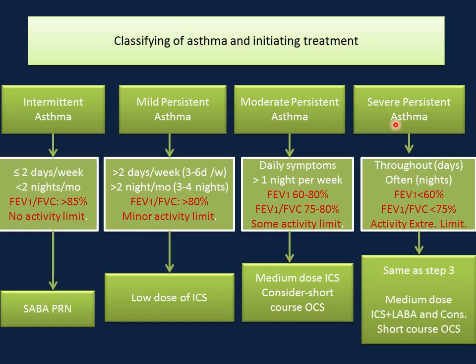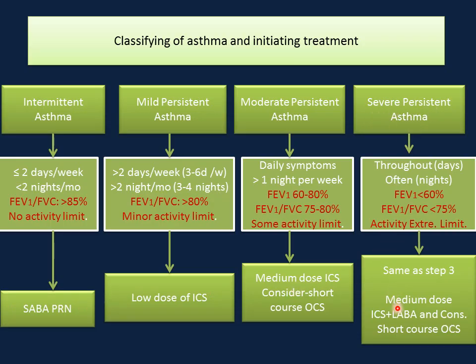Severe persistent asthma: here the child will have symptoms all days and most of the nights, and the pulmonary function test will show FEV1 less than 60%, this is significant, and FEV1 to FVC ratio less than 75%, this is also very significant, and there is extreme limitation with activity. The treatment here is the same as step 3. This is step 1, step 2, step 3. So you give this treatment to the child with severe persistent asthma.